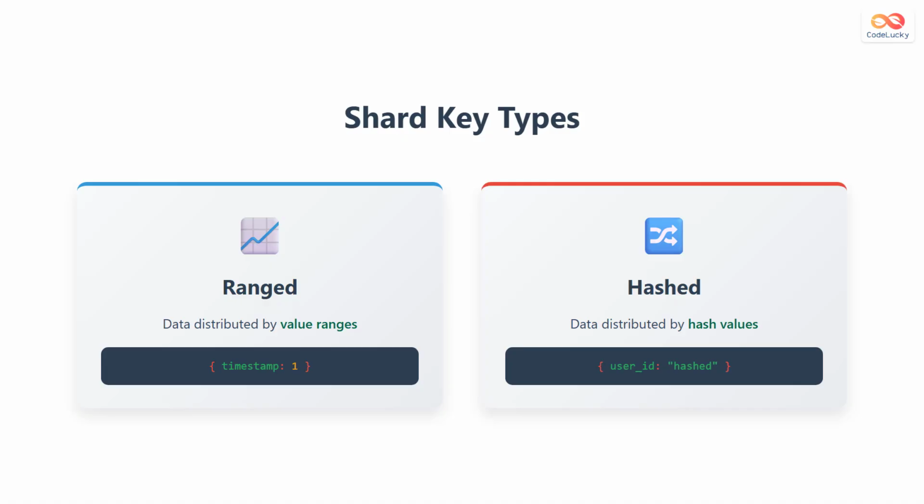There are two main types of shard keys: ranged and hashed. With ranged sharding, data is distributed based on value ranges of the shard key. For example, you might shard a collection of customer data based on the first letter of their last name. With hashed sharding, data is distributed based on the hash values of the shard key. MongoDB calculates a hash of the shard key value for each document and uses that hash to determine which shard the document should be stored on. An example of range-based sharding is the timestamp field having value 1. An example of hash-based sharding is the user_ID field having value hashed.